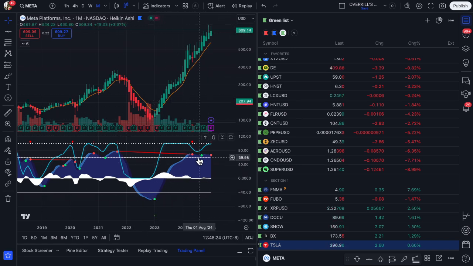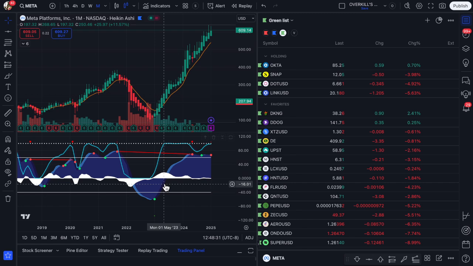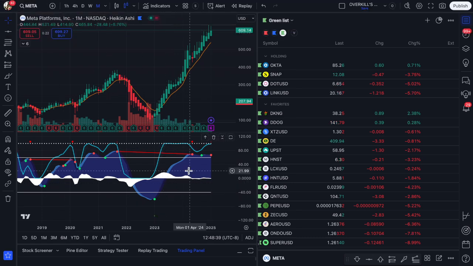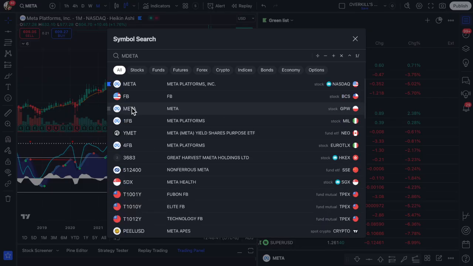Okay, so as long as you're trading and the trend is in your favor, that means it has a green dot on the monthly chart, you have nothing to worry about. But when that dot flips to red, you can see Meta's flipping to red this month, but we still have 22 days left in the month. So that's the gist of it, guys.